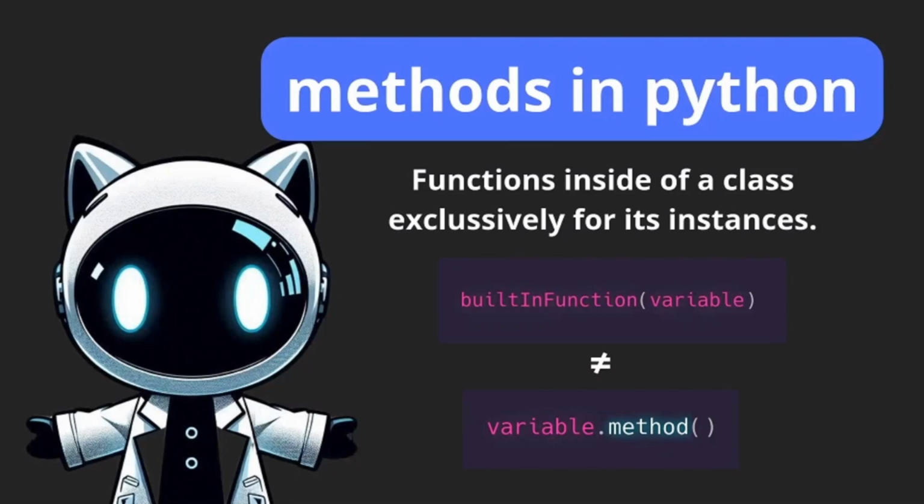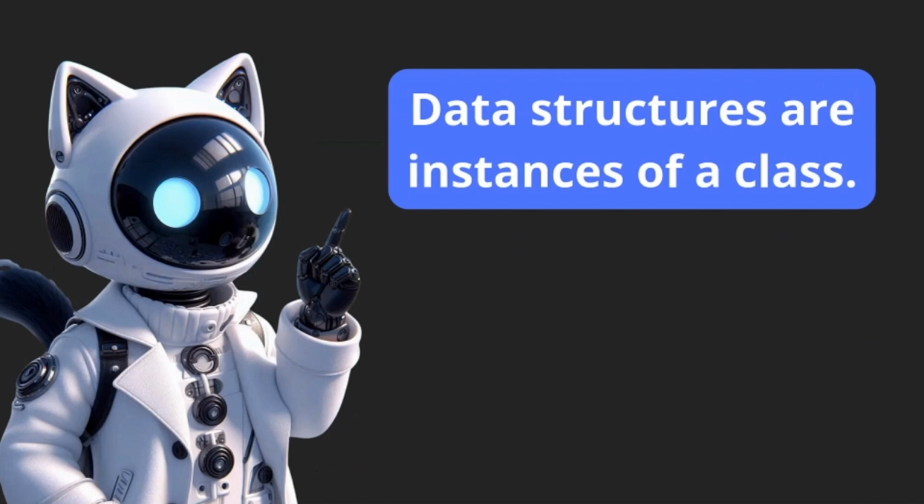What we can understand is that methods and functions are not exactly the same thing, but methods are functions inside of a class which are exclusive for its instances. Data structures that we use in Python are instances of a class which are in the code of Python. Do you remember that Python is made of C++?